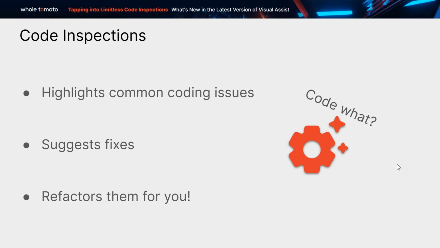So if you're new to code inspections, it basically does three important things. It highlights issues in your code without getting in your way. It suggests fixes for those issues when you hover over a problem, and it can refactor the problem for you. It's as simple as that, and we'll get into what that looks like in practice.